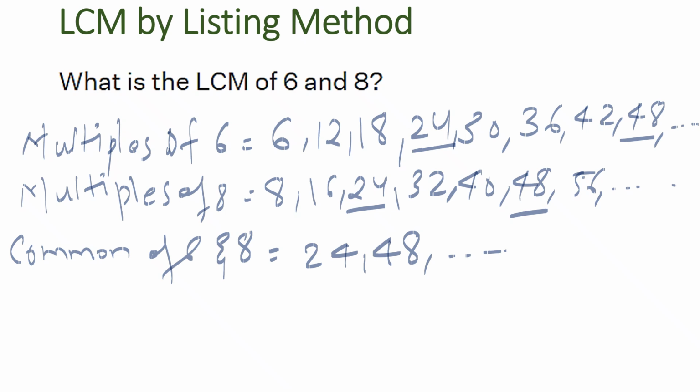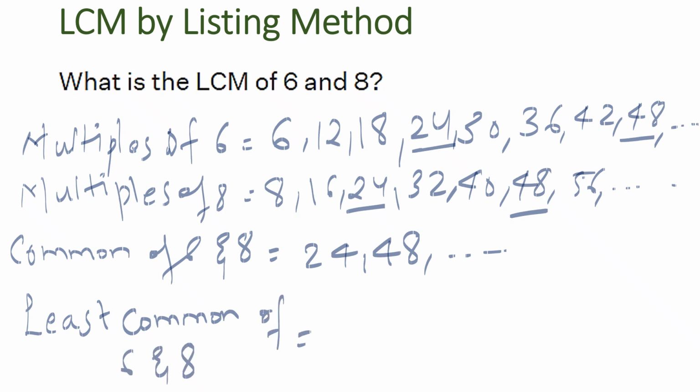Now you have to write the least common one of 6 and 8, that is the smallest of all the commons. The smallest of all the commons is 24, so this will be my answer.